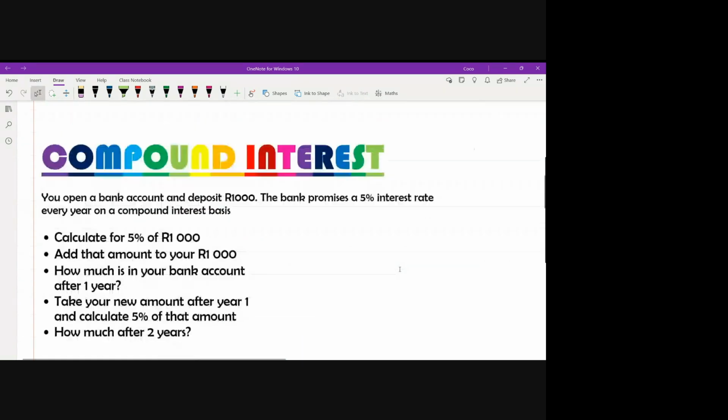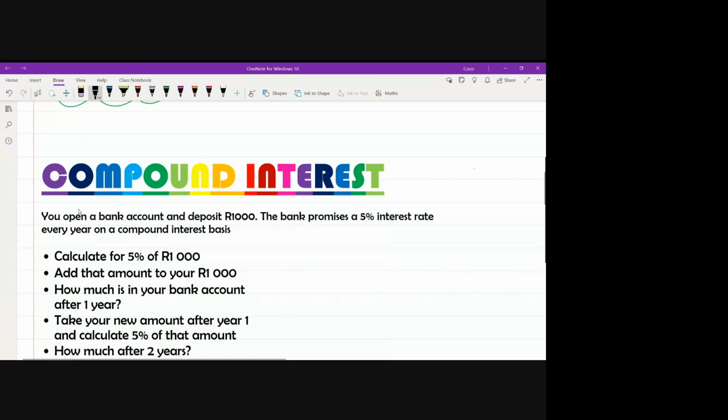We're going to do the exact thing that we did last time. They say here, you open a bank account and you deposit 1,000 Rand. The bank promises a 5% interest rate every year, but now they offer this interest rate on a compound interest basis. Let's talk about what that's actually going to mean. We're going to first start by calculating 5% of 1,000. How much am I going to get? 5% of means times. That's going to be how much?